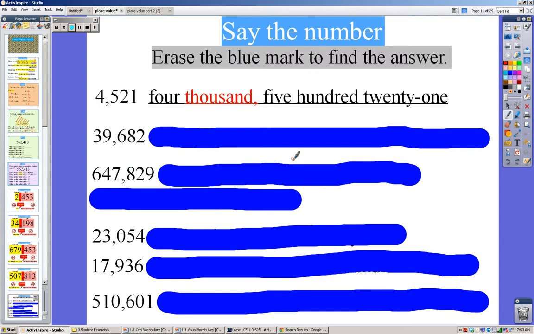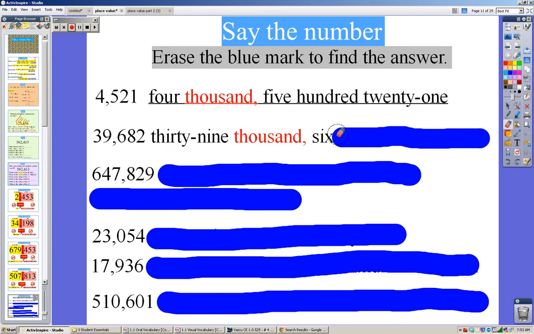Now, it wants us to say these and see if you get them correctly. So let's see if you can say these numbers. Pause this, say the number, then I'll erase these little marks here and we'll see if you get it right. So say this number. Let's see if you got it right. 39,682. Say this number. Let's see if you got it right.